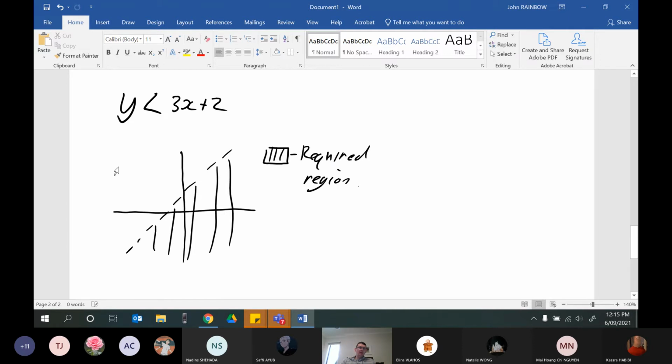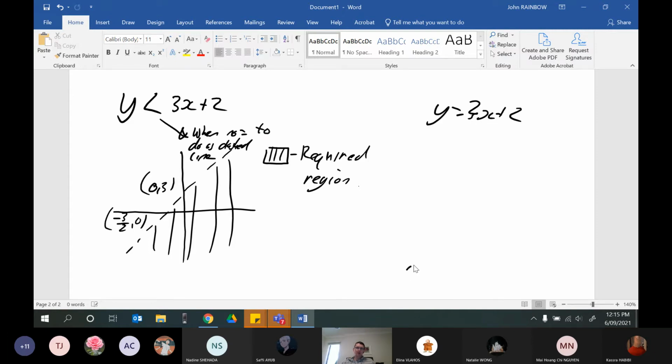If that makes sense. So again, you'd still have your points, 0, 3, -3 on 2, 0. And when it's not equals to, you always do it as a dashed line. Because if it equals to, we do it as a solid line, right? And that's why. When it's equals to, we do it as a solid line. So when it's not equals to, you do it as a dashed line. And that's pretty much it, guys. That is it in a nutshell.